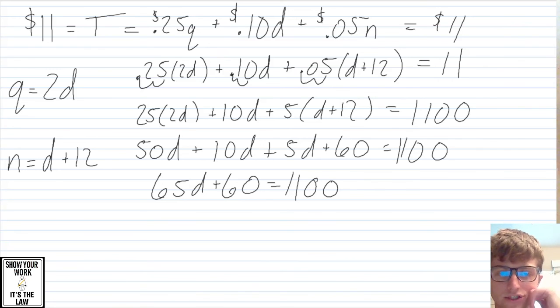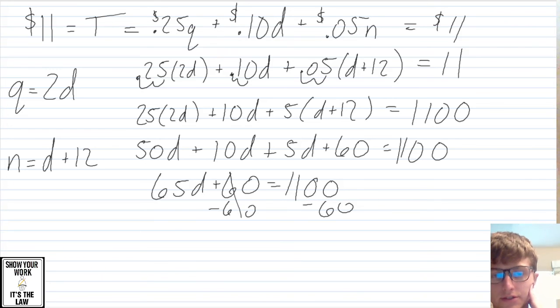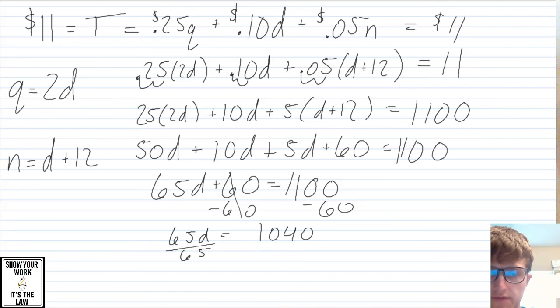And now we just got to get the number of dimes by themselves. Subtract 60. What we do to one side, we'll do to the other. Cancel. 65D equals something. I hope that's right. And then divide both sides by 65 will give us the total number of dimes, which is 16.